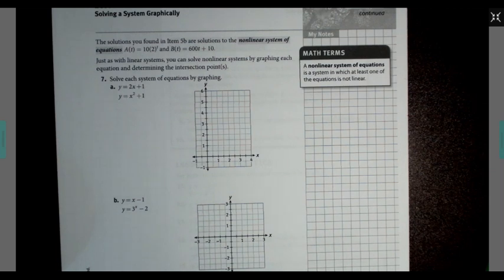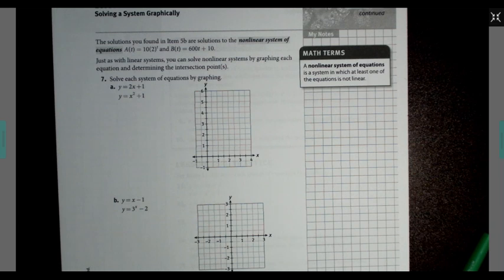Right, question number 7 is where we will end. This says, the equations you found in item 5b are solutions to the nonlinear system of equations: A of t equals 10 times 2 to the t power, and b of t equals 600t plus 10. Just as with linear systems, you can solve nonlinear systems by graphing each equation and determining the intersection points.